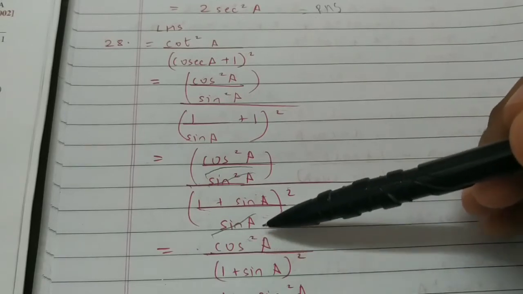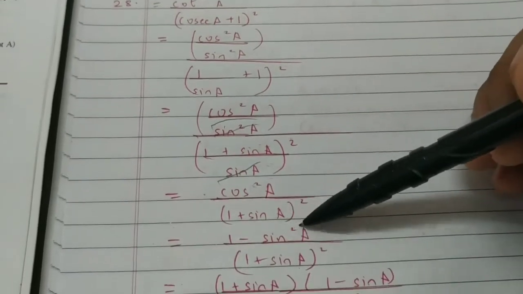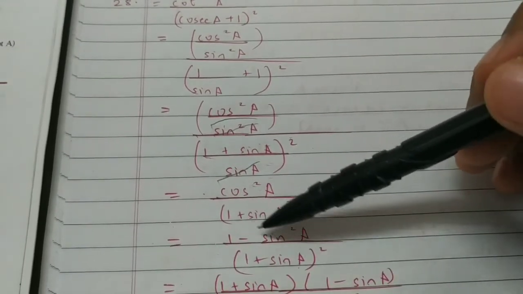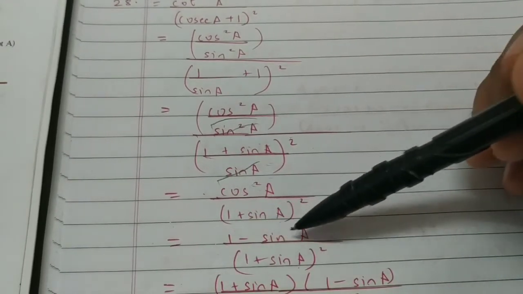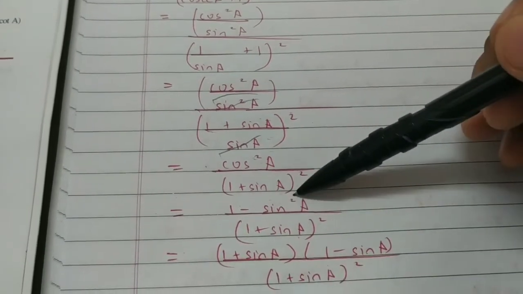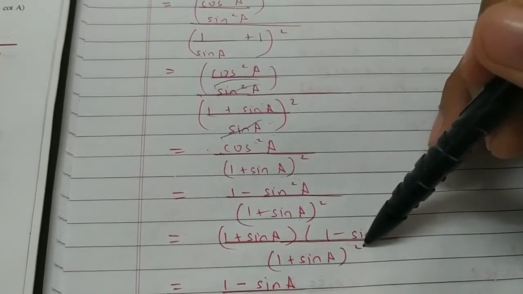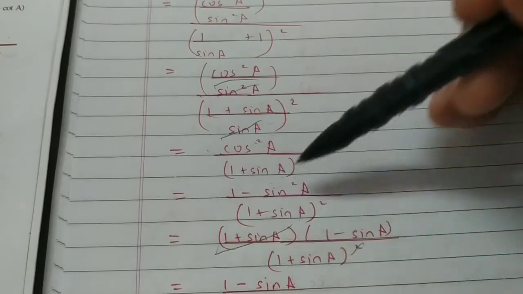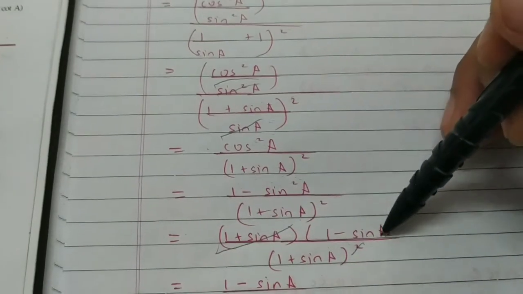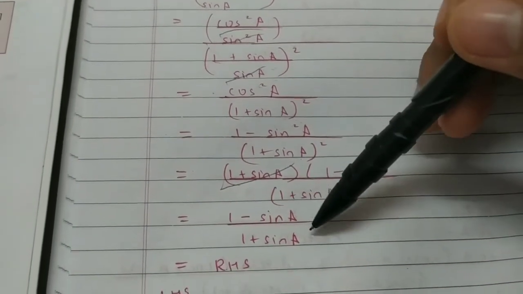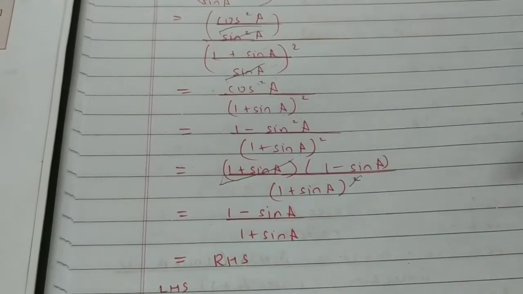How do we do that? The identity, cos square A is nothing but 1 minus sine square A. And this is of the form A plus B, A minus B, because it's A square minus B square. So that means one bracket and one bracket gets cancelled. And then we are left with 1 minus sine A upon 1 plus sine A, which is the RHS.